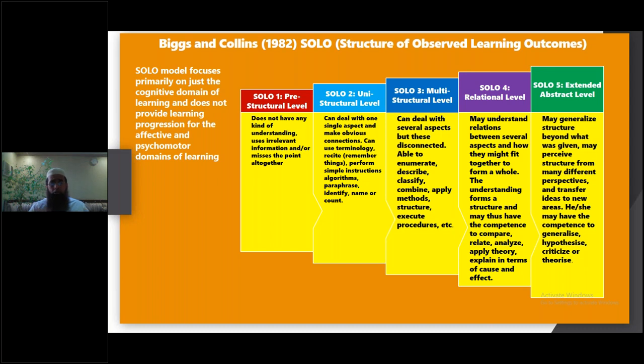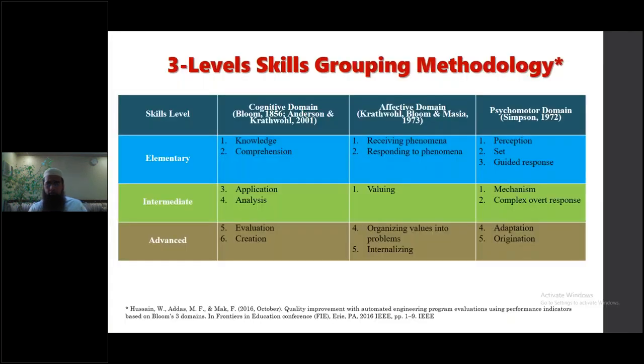So we are looking into the three-level skills grouping methodology, and we encourage educational institutions, national qualification frameworks, educators, stakeholders, faculty members to try to select the right learning domains and their learning levels. Because if you don't have learning domains, you will not get the desired learning distribution that you intend to in education. You don't want to have an ad hoc approach. You have to select what learning domains you're focused on.